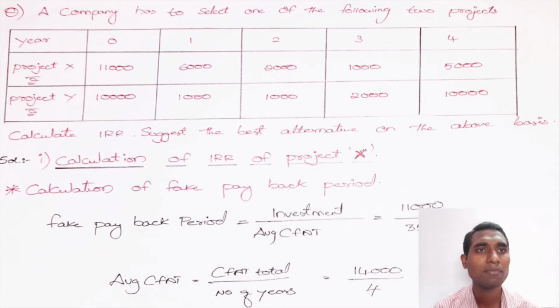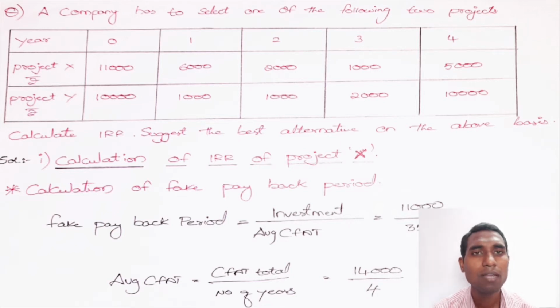A company has to select one of the following two projects, project X or project Y. So there are two projects, and you need to suggest to the company to select one project. The years are given. The length of the project is 4 years. The investment is made in the 0th year, which is considered a cash outflow. So 0 represents cash outflow. Project X cost is 11,000 and project Y cost is 10,000. Calculate IRR. Suggest the best alternative on the above basis.